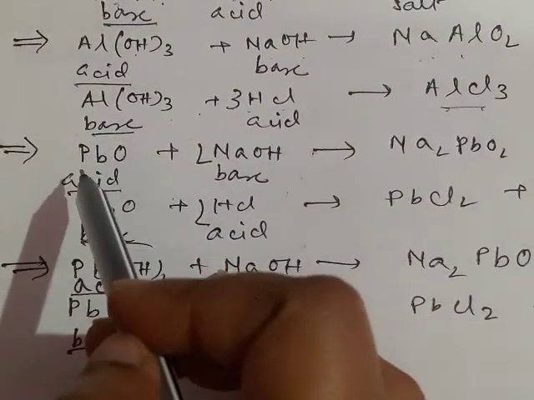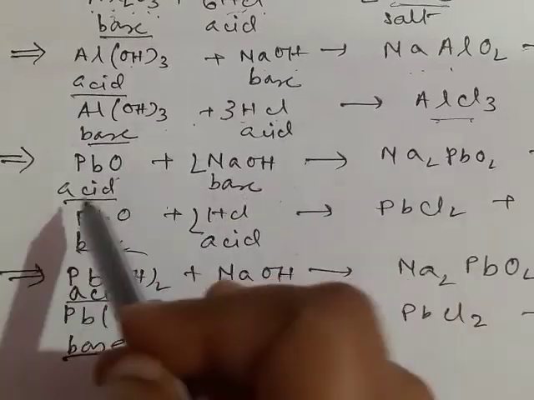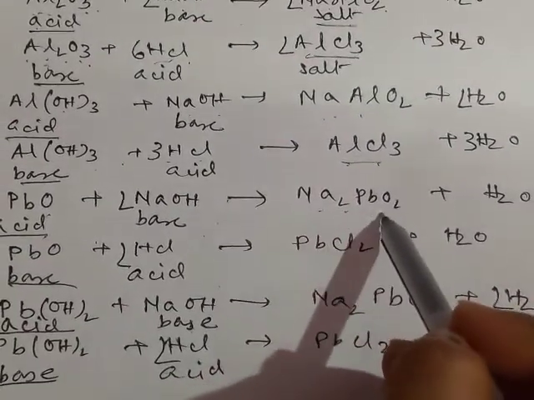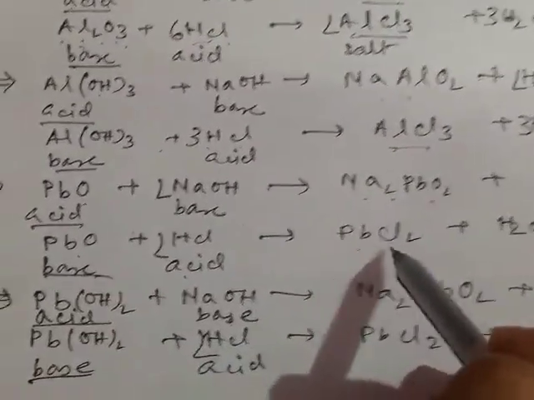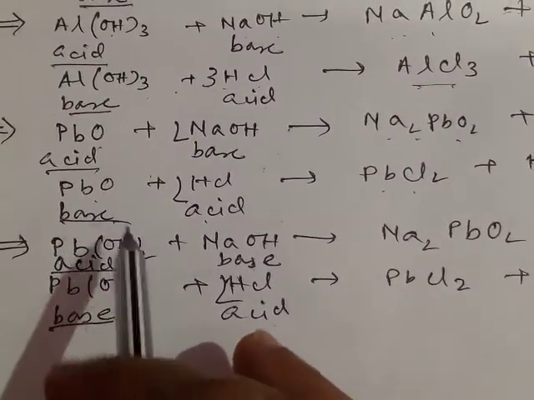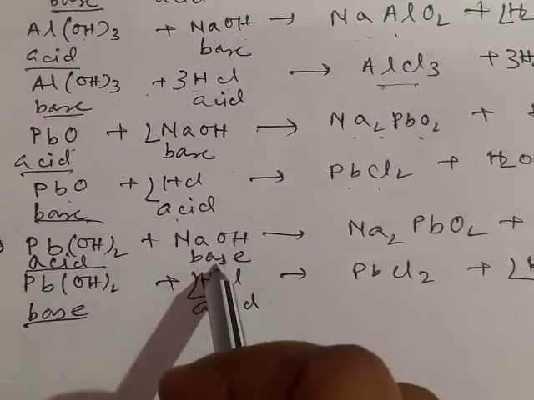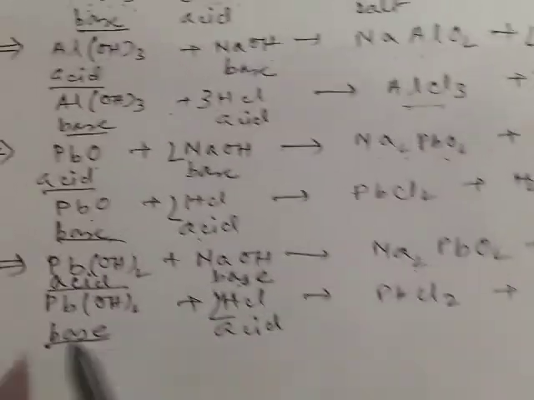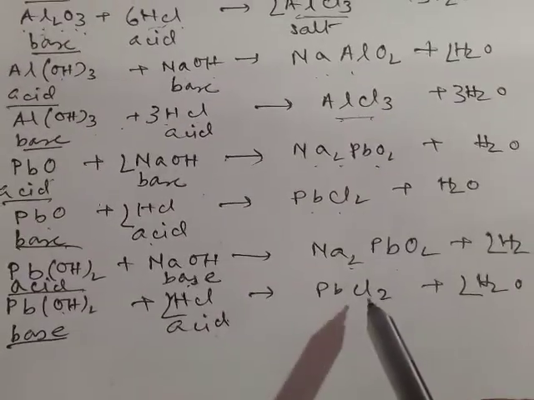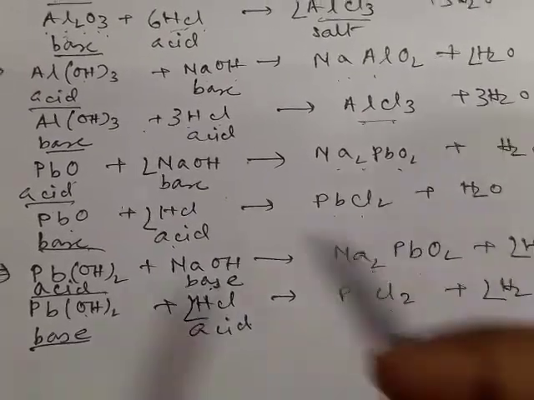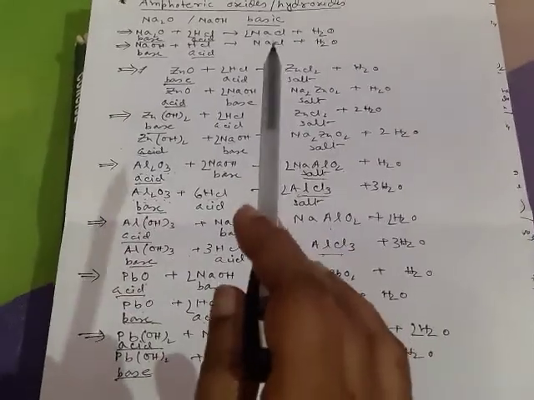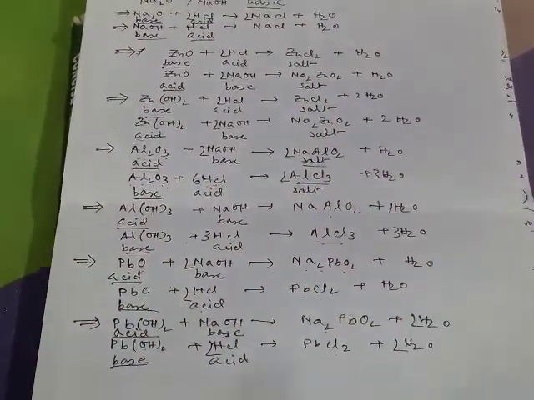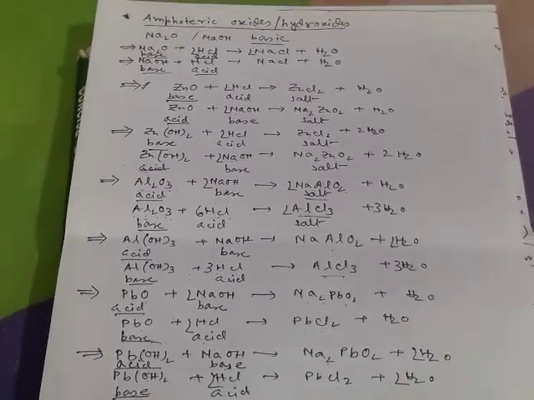Similarly, another amphoteric oxide is lead oxide. It reacts with NaOH, acting as acid, to form sodium plumbite. It can also react with acid, acting as base, to form lead chloride. Similarly, lead hydroxide is also amphoteric. It can react with NaOH to form sodium plumbite, and it can react with HCl to form lead chloride salt. So these are the amphoteric oxides, whereas most of the oxides and hydroxides are basic in nature. Thank you.